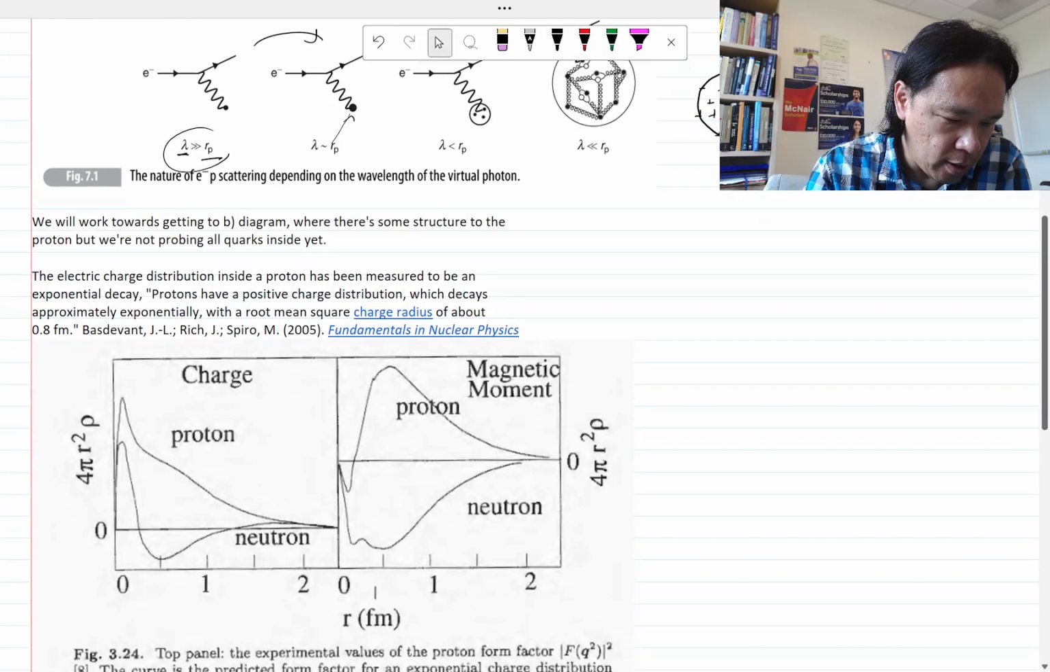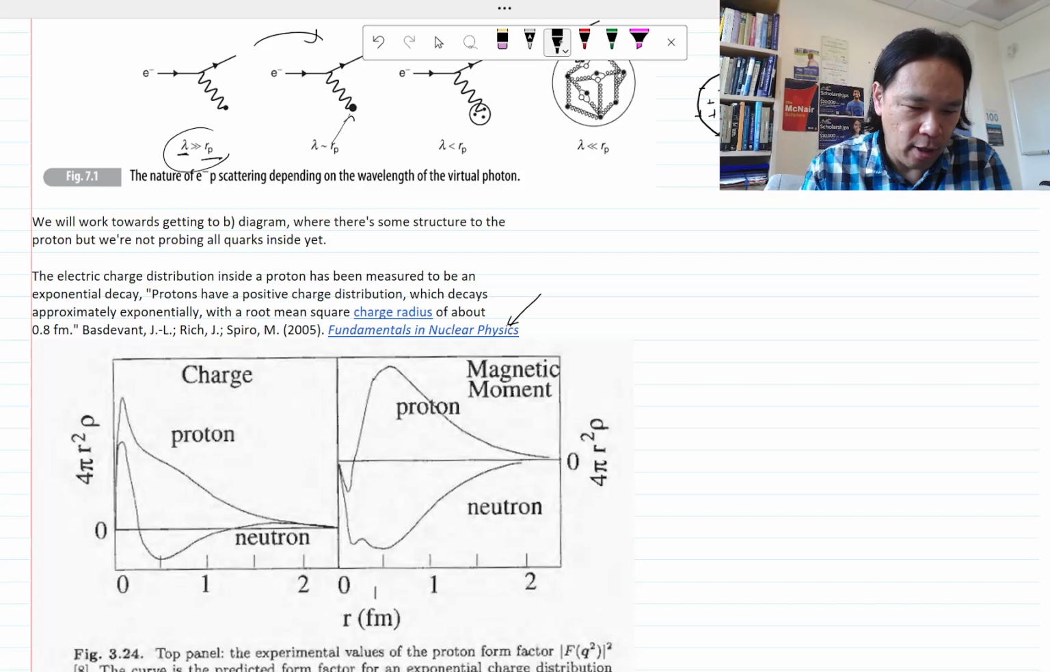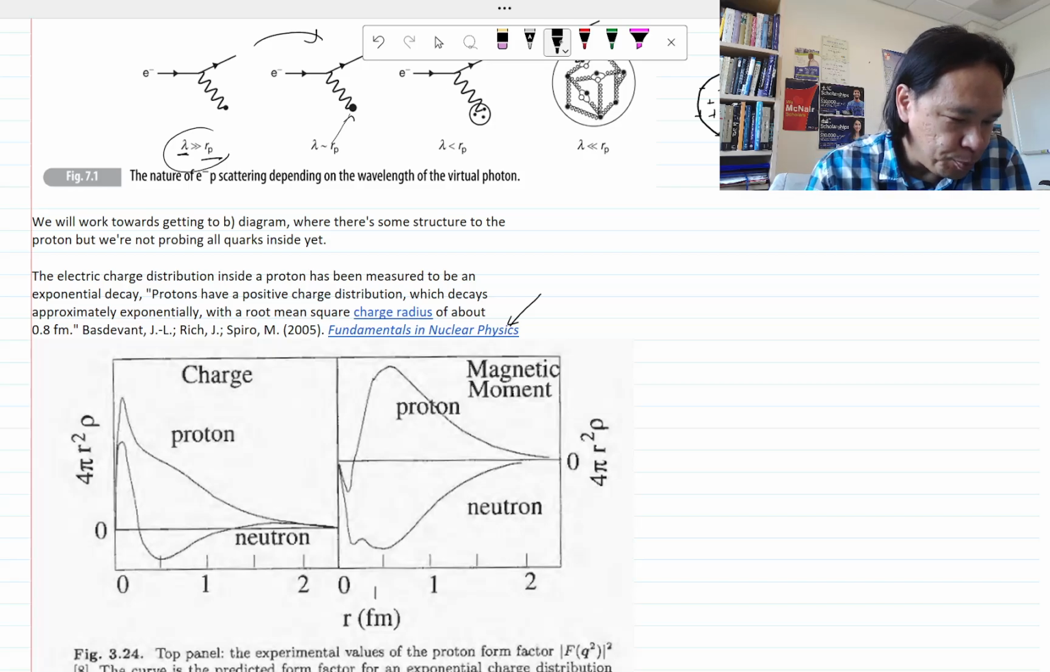In fact, you can find this in a textbook. Well, it's called Fundamentals of Nuclear Physics. Don't worry about it, you don't have to get it. It's where people actually measure the charge distribution of a proton.